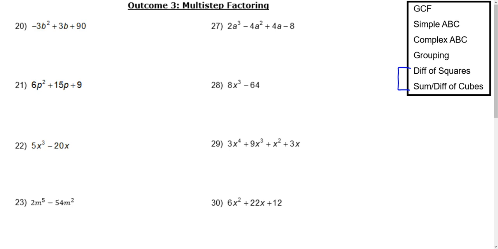So number 28. Number 28 has a GCF of 8. Pull it out. Write the new problem. X cubed minus 8. So we still have an exponent in there. This is multi-step factoring, so that means we can actually keep going. This is a difference of cubes. We use the SOAP acronym. Same sign as the original. Opposite, always plus. This formula is AB, AA, AB, BB.